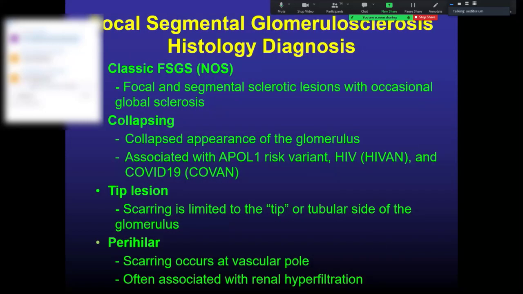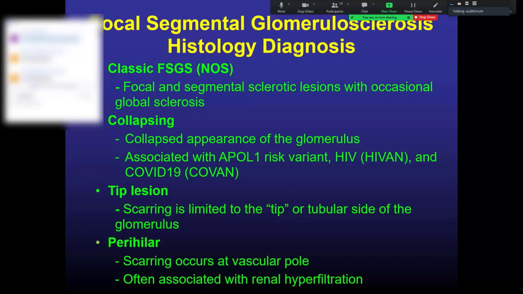So FSGS, I know this is a busy slide. This is kind of the old way of looking at it, which is based on histology. And I can't emphasize this enough, but FSGS is a pattern of injury. So when you look at a biopsy, you have focal and segmental glomerular sclerosis. That's all it's describing. It doesn't describe the pathogenesis of the disease. This is also more descriptive. So you have classic FSGS, which is characterized by these focal and segmental sclerotic lesions with occasional global sclerosis.